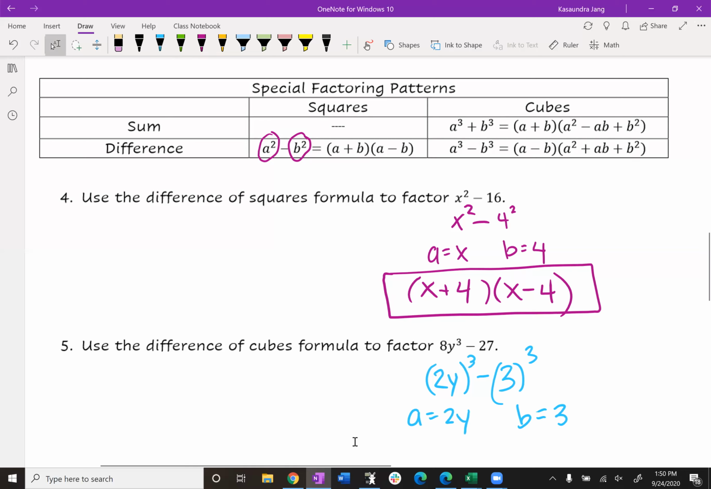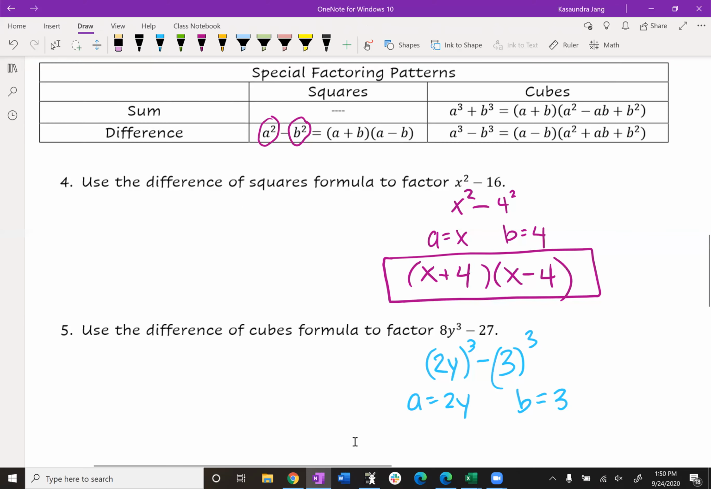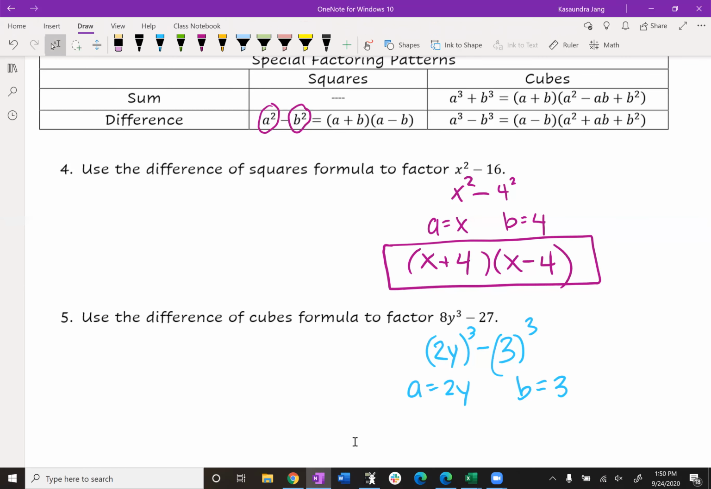So warning, this is what I usually see mistakes on. I see people a lot of times put an 8y as the A value, which is not true. You have to make sure all of it is cubed to find your A. Or same thing for the B, everything for the B has to all be cubed. All right, so then I'm going to use this difference of cubes formula right here. Difference like they are subtracting stuff that's cubed.